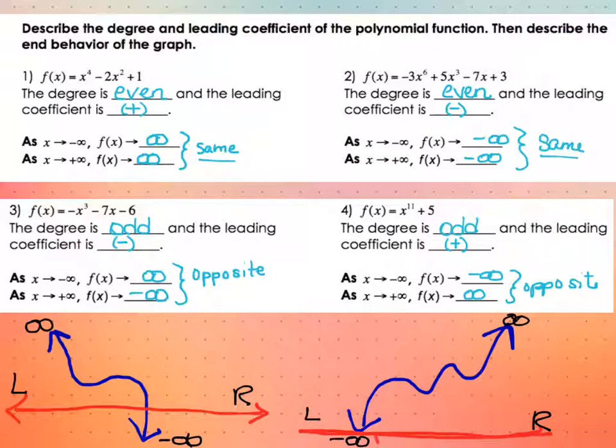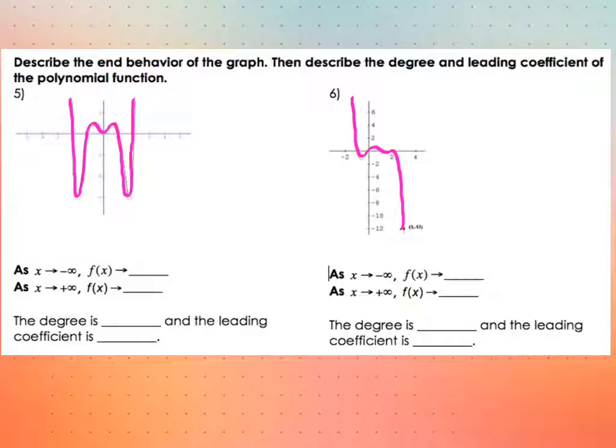Now, let's take a look at going in the other direction. This time we're given the graph. Let's describe the end behavior this way. All right, so if we're looking at this graph, again, the left and right sides are both going up to positive infinity, which makes this an even degree function with the leading coefficient that's positive. So that's all that's asking you.